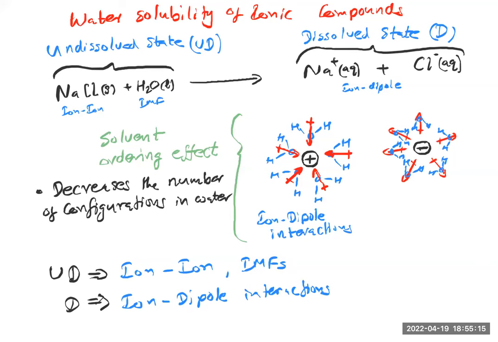Dissolution of ionic compounds is a process that depends on two factors. Those two factors are potential energy and the number of configurations. The mixing or dissolution of an ionic compound, the solubility of an ionic compound.